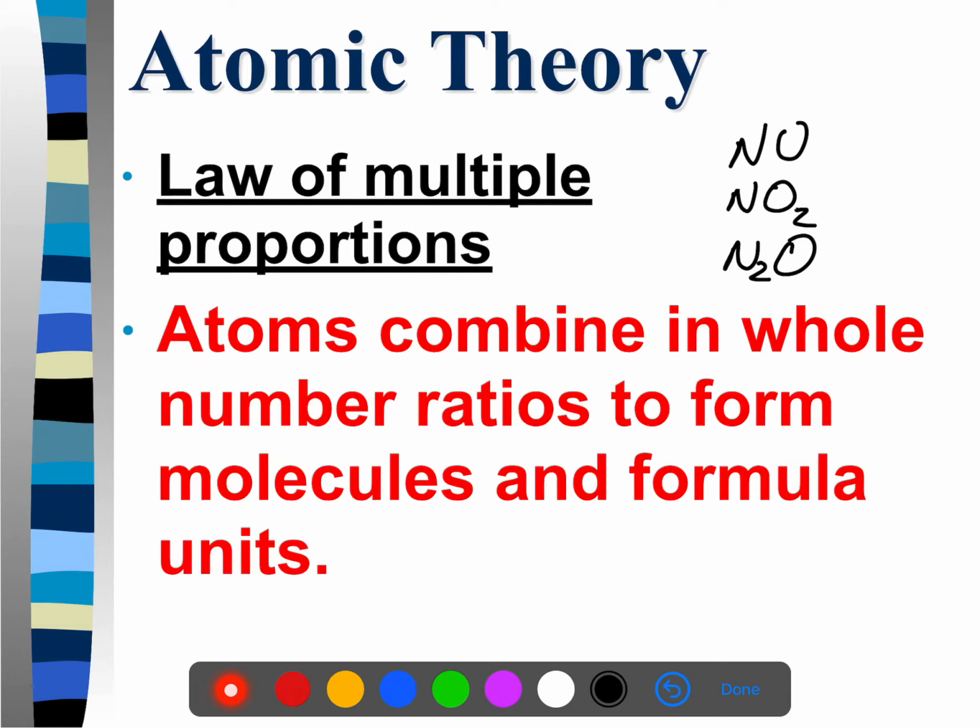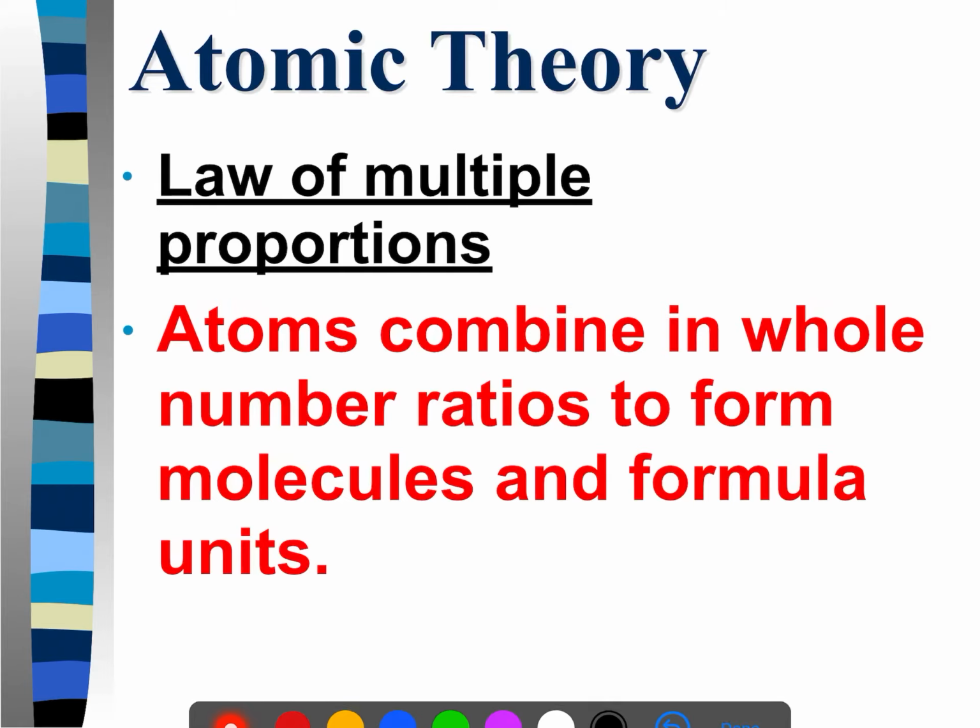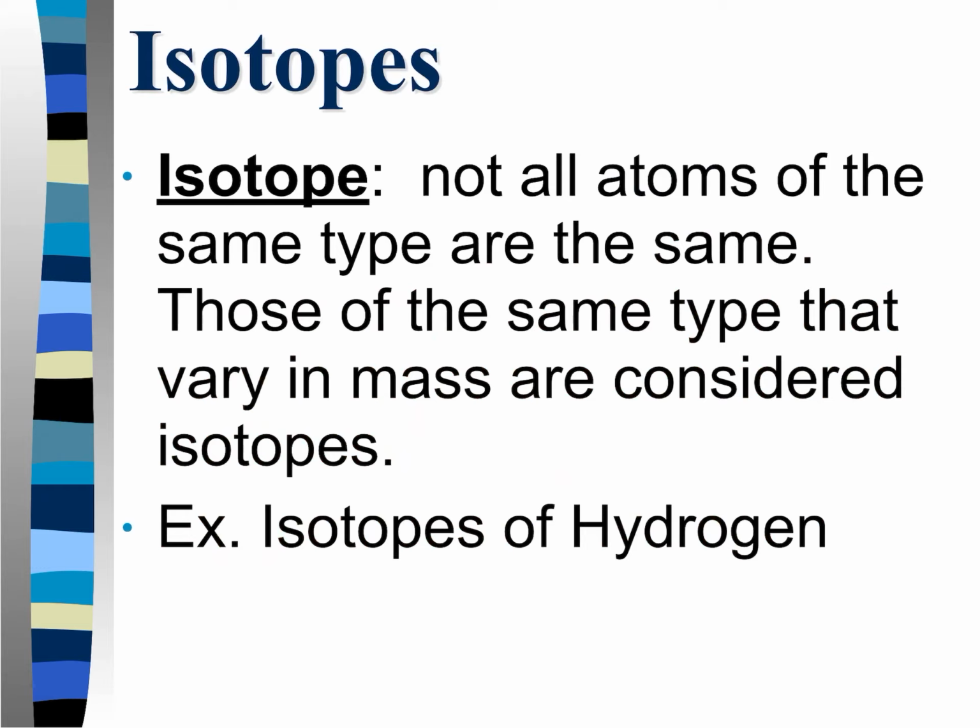So in other words, what does the law of multiple proportions mean? It means that water is always H2O. It can't be H2.6 O1.6, and that makes no sense. It's got to be some sort of whole number ratio because we get whole number multiples of masses.